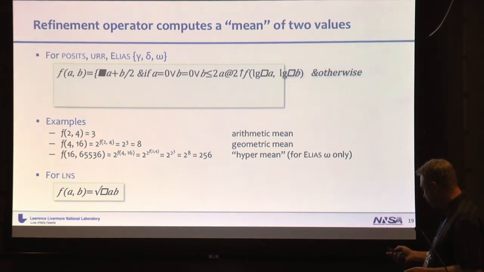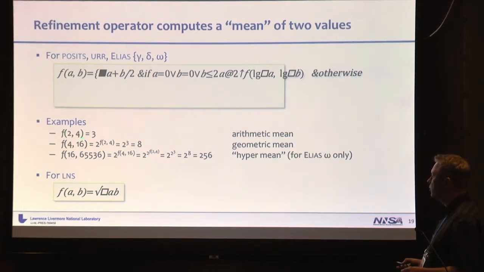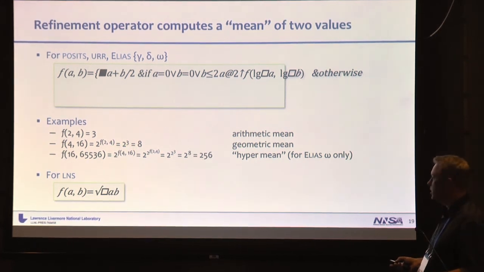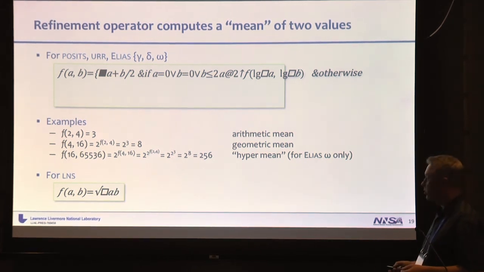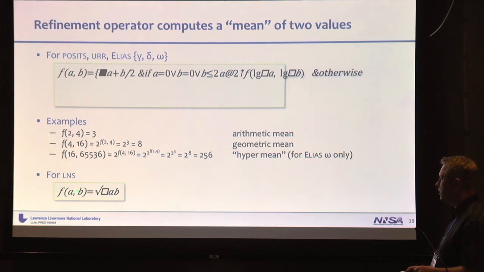Here's an example where you can see what's going on. 2 and 4 don't differ by more than a factor of 2, so we just get the arithmetic mean. 4 and 16 do differ by more than that. You take the logarithm, plug that in, and you get the arithmetic mean between the exponents, which is 3. That shows you that this turns out to be the geometric mean. For number systems like Elias omega that increase much more rapidly, you need to do another level of recursion, possibly several additional levels of recursion, to get this to work. For logarithmic number systems, you can show that this refinement operator is just the square root of the two numbers.